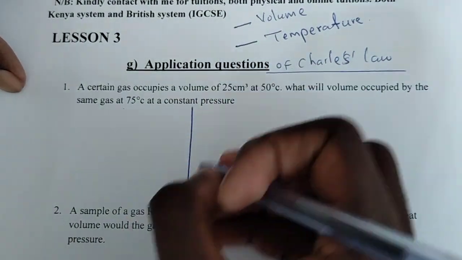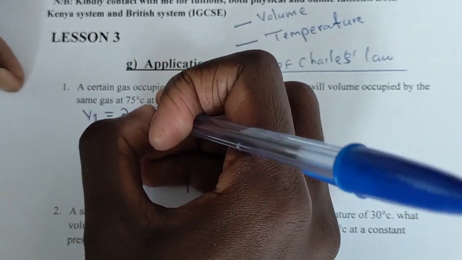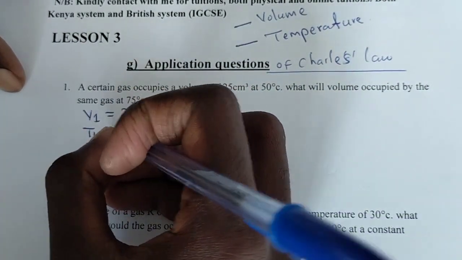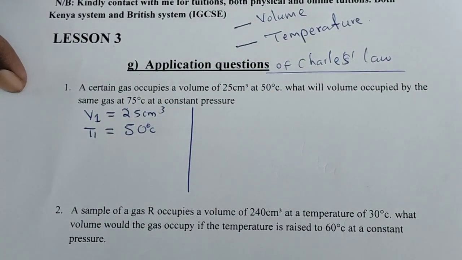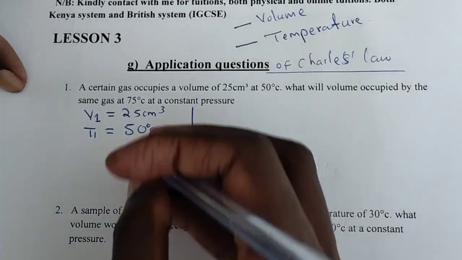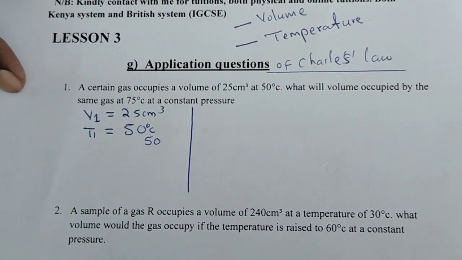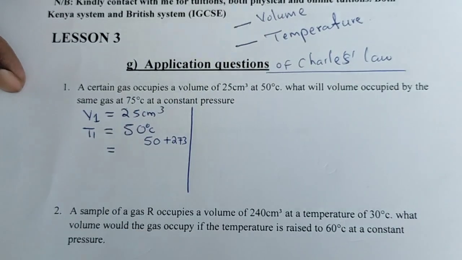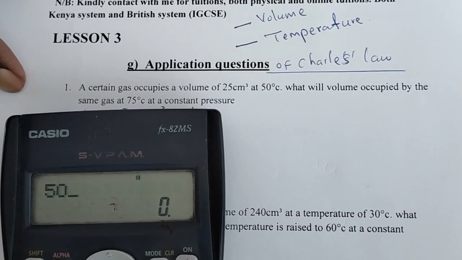So here we have a volume, which is 25. Let's say this is volume 1, which is 25 centimeter cubic. Then temperature 1, which is 50 degrees Celsius. Always the temperature in Charles law is expressed in Kelvin. So let's change this 50 to Kelvin. To change from degrees Celsius to Kelvin, you add 273. So we add 50 with 273, which is 323.